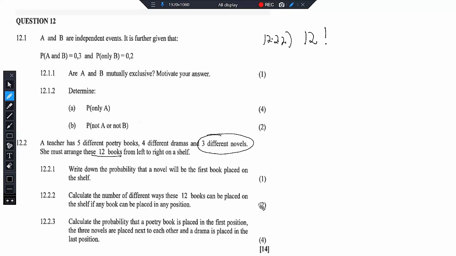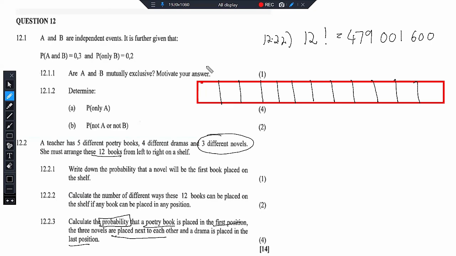But because it's 2 marks, that means you have to write that number in full. So that's 479 million and 1,600, right? Okay. So for 12.2.3, it says calculate the probability that a poetry book is placed in the first position, the 3 novels are placed next to each other, and a drama is placed in the last position. So, okay, let's try to do what they are telling us there.